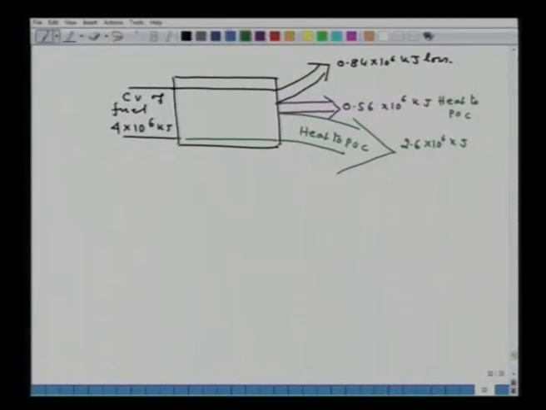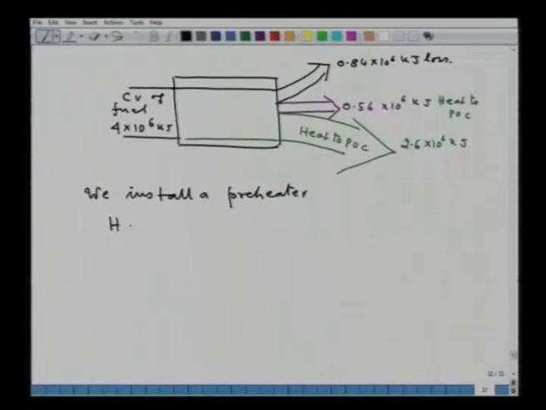Now, suppose we install a preheater and we recoup the thermal energy. There will be fuel saving, because we are keeping heat loss and heat to steel the same. So, there will naturally be fuel saving. So, first you have to calculate the fuel saving. So, please calculate by performing the heat balance.